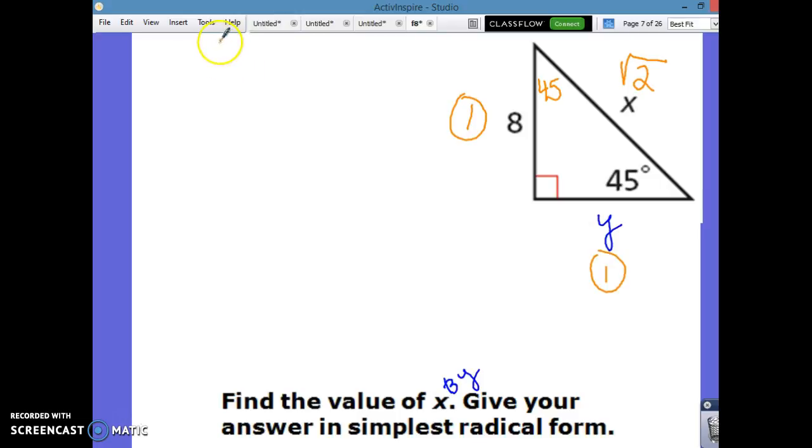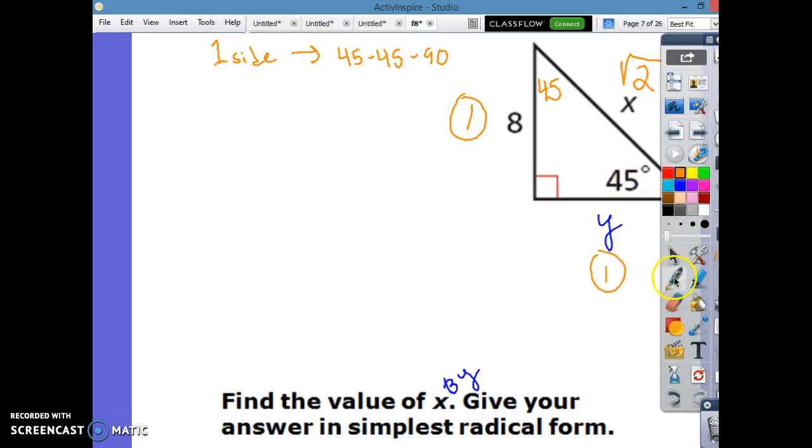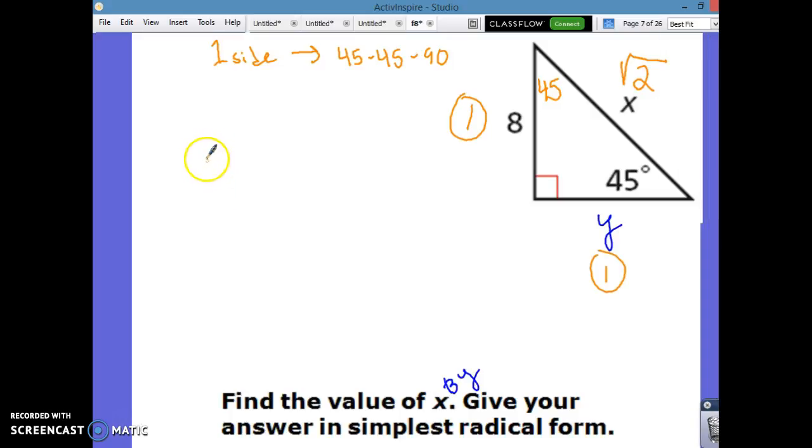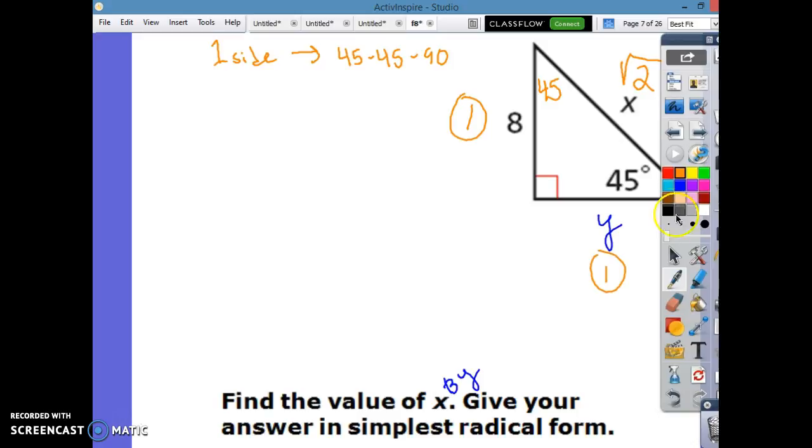First of all, they only gave us one side. So we're looking for special right triangles. That special right triangle being 45, 45, 90. So we wrote our general lengths. We have our 1, our square root of 2. Now we know that every 45, 45, 90 is a scale model of the 1, 1, square root of 2 triangle. So let's set up a proportion.